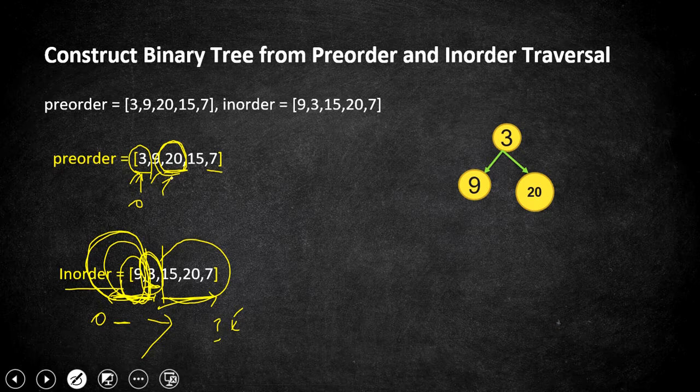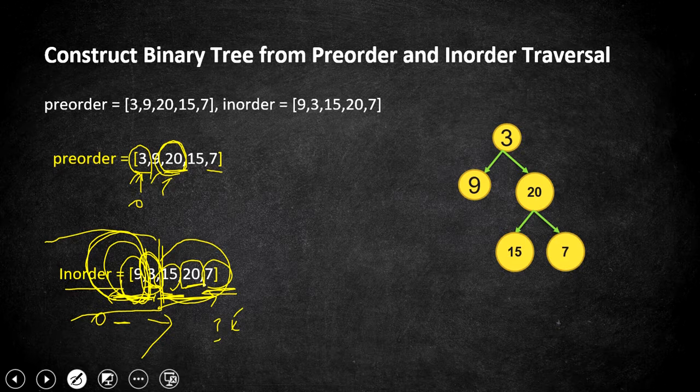So we put that as the root of the right subtree, and we are going to find again the index of 20 in our inorder. Index of 20 is here. So we know what is left before 20 is going to be the left subtree, what is left after 20 is going to be the right subtree, because we are done with 3. So what is left before 20 is 15. So that is the only element. So we are going to place that as our left child, and 7 is the only element after 20, so that is going to be our right child.